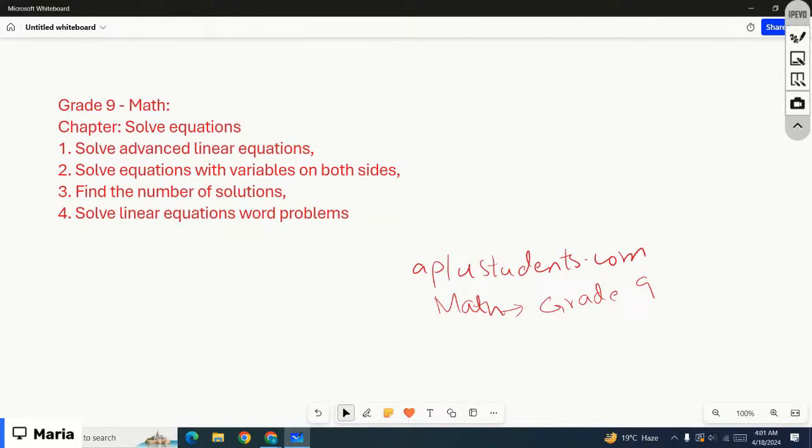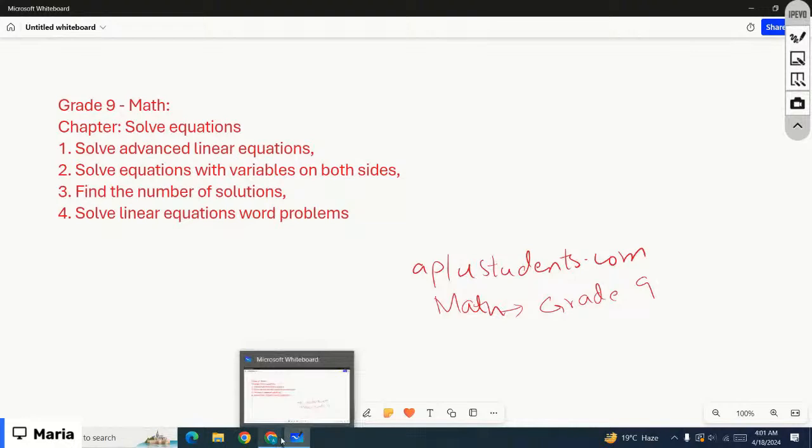The lessons we're going to cover today are solve advanced linear equations, solve equations with variables on both sides, find the number of solutions, and solve linear equation word problems, right? So please make sure you have your notebook and pencil so that you can note down the important examples and definitions as well, right?